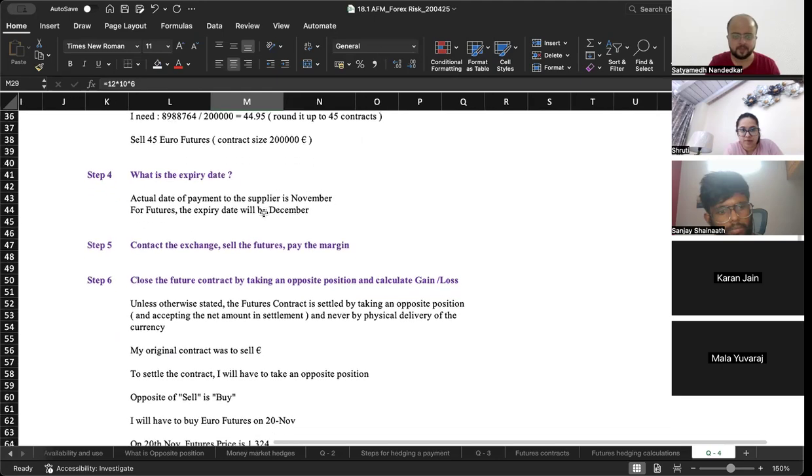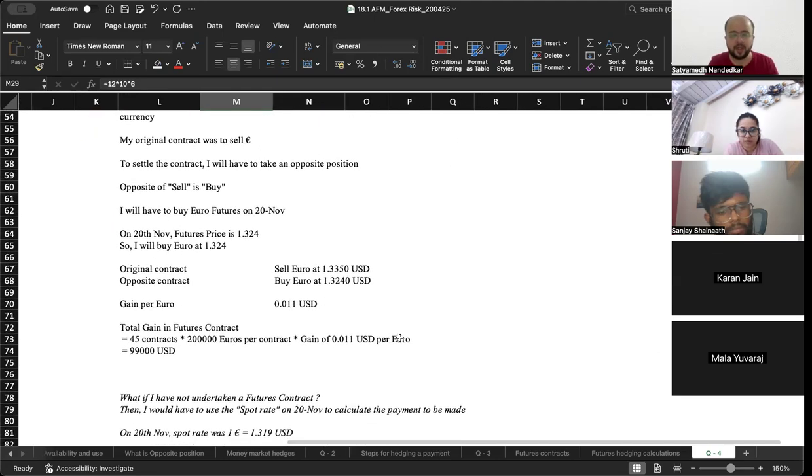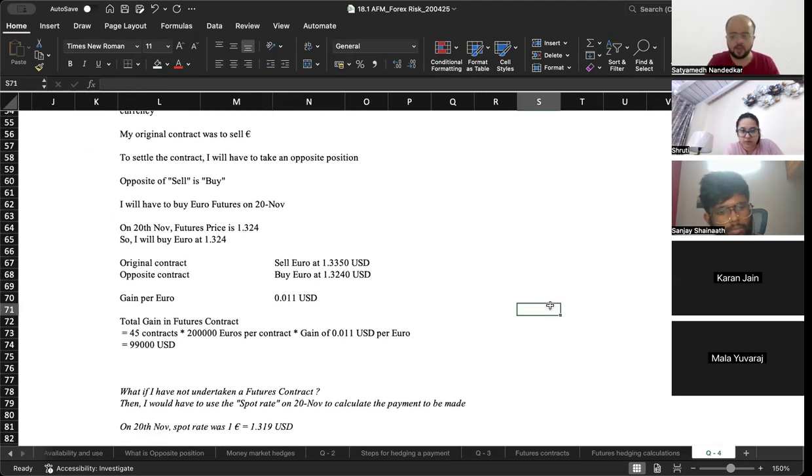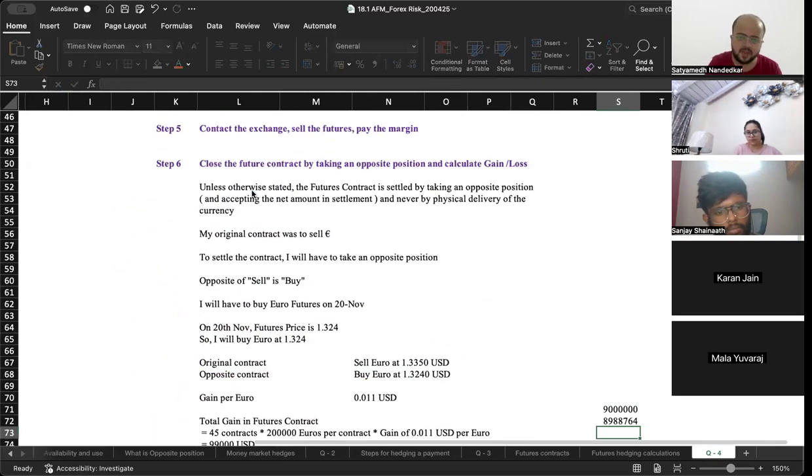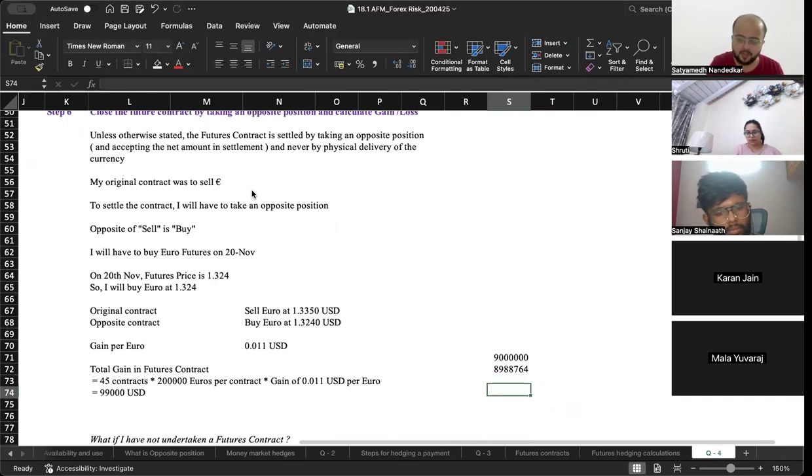How much did you actually end up hedging? How many euros? 45 into 2 lakh. How much was your exposure? Your exposure was 8988,764. That means you overhedged for 11,236 euro. Now pay attention.